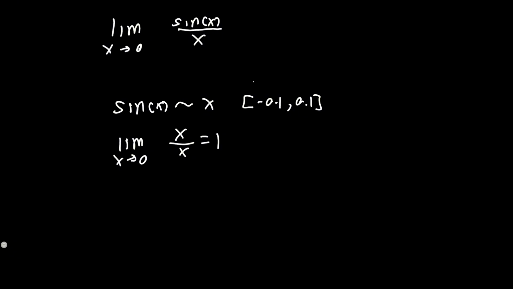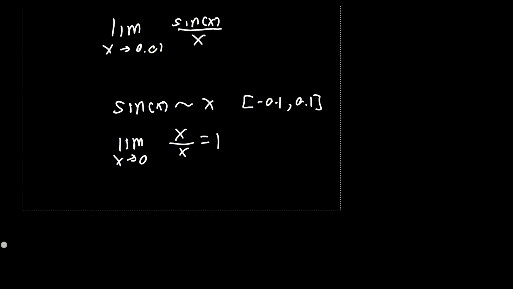This only works for small values of x. If you were also given, like, the limit at 0.01, it falls between this interval, so you could go ahead and use the asymptotic behavior of sine of x at 0.01. So it's fairly straightforward.